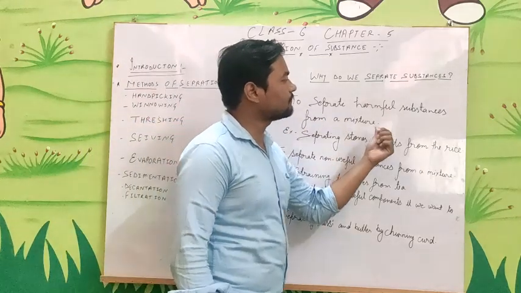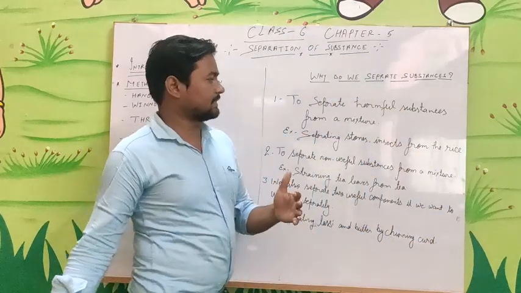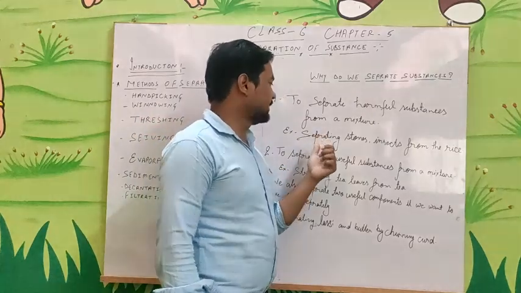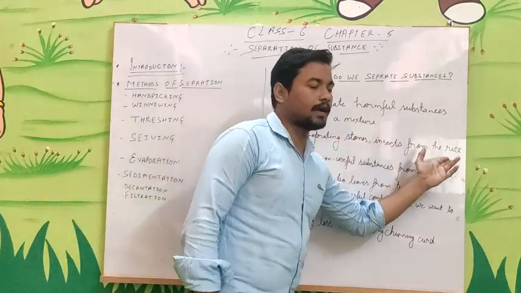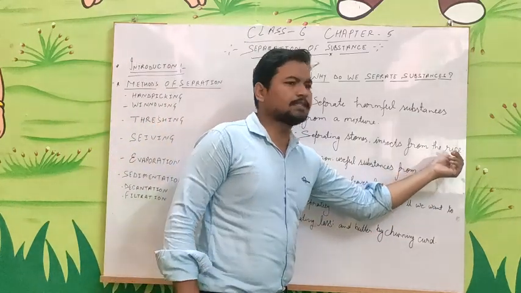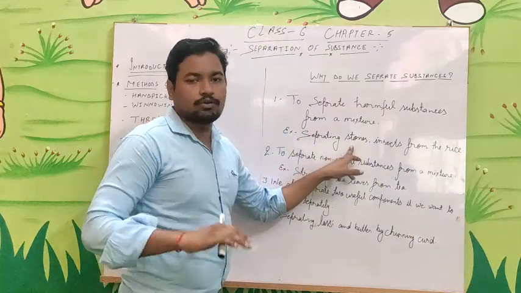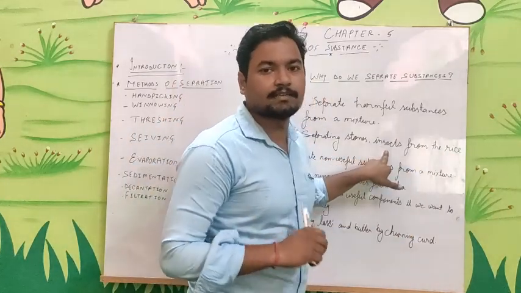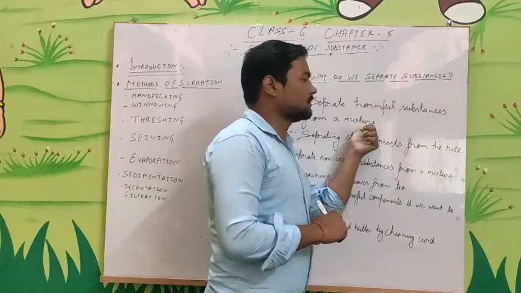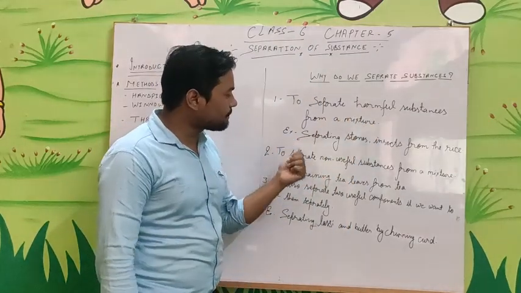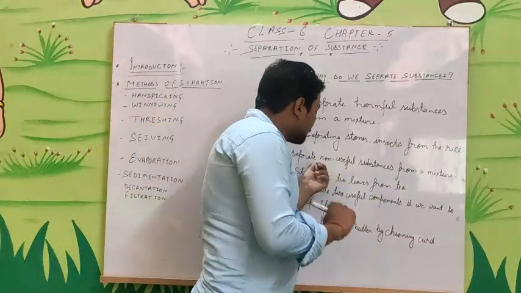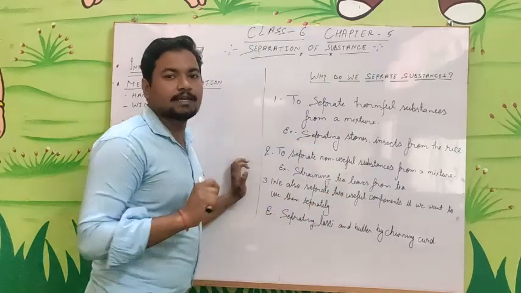First, to separate harmful substances. We can take the example of a mixture of rice and stones. Separating stones and insects from the rice, because only rice and pulses are useful for us, and stones and insects are not. It means we separate harmful substances from our mixture. Second, to separate non-useful substances from a mixture.